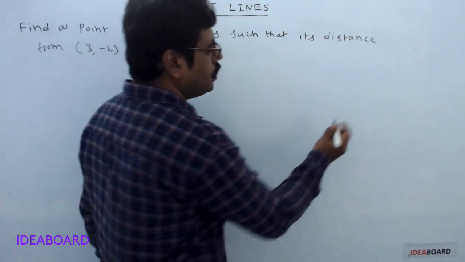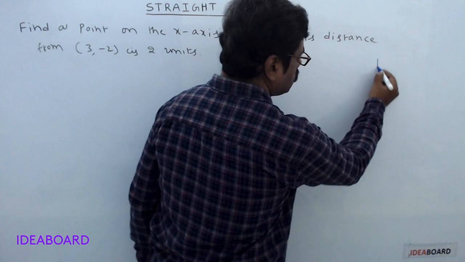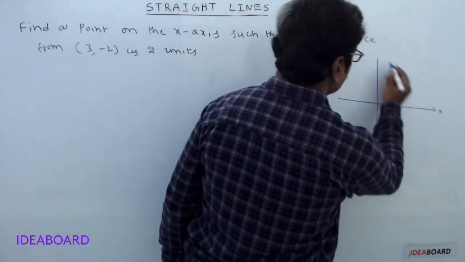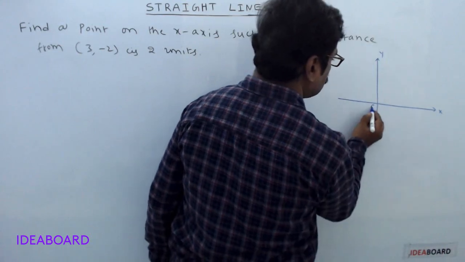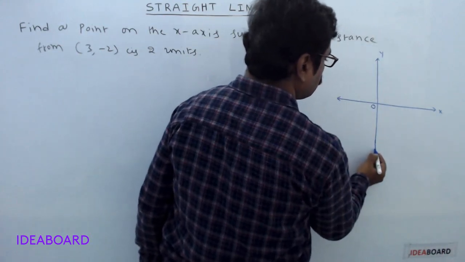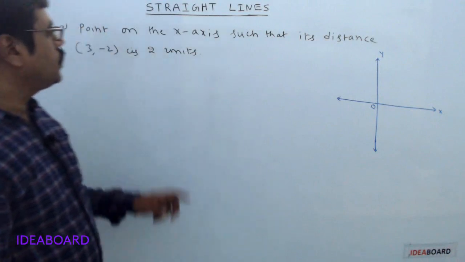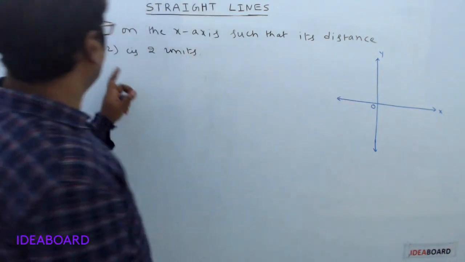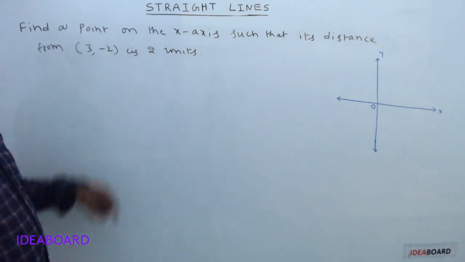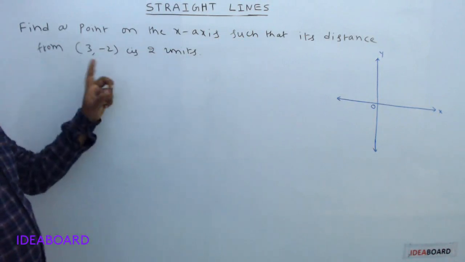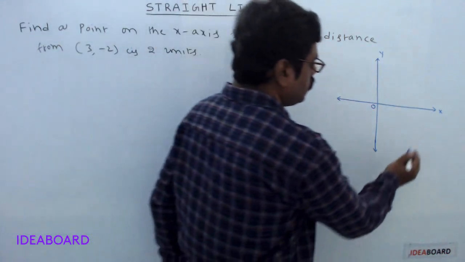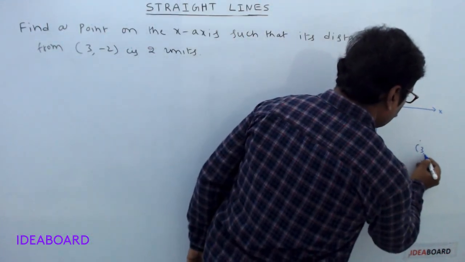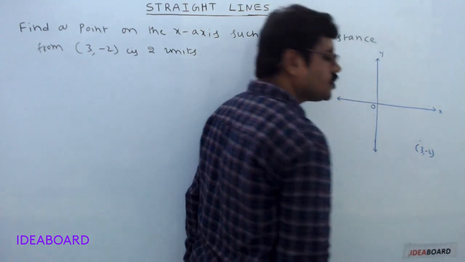Now come to the solution. First take the coordinate axes. Suppose this is the x-axis, this is the y-axis, and this is the origin. What is your given point? (3, minus 2). Here the x coordinate value is positive, the y coordinate value is negative. This point lies in the fourth quadrant. Suppose this is the point (3, minus 2).